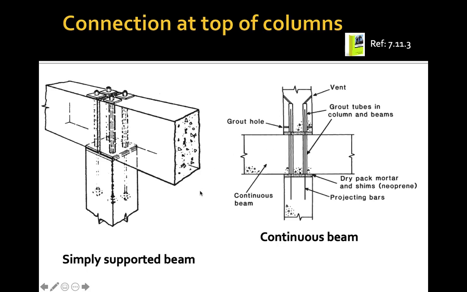So this is the example of connection at the top of columns. We have a simply supported beam that is placed on the column, and also a continuous beam, with this column that is connected to a vertical member.